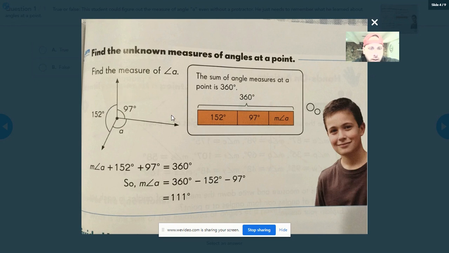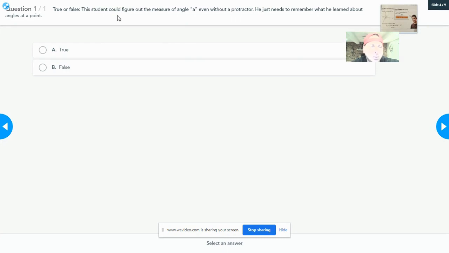The answer is no. He can just use the 360 rule, knowing that each of these angles, altogether, must add up to 360. If he adds 152 and 97, he subtracts that total from 360, and he gets 111 degrees, which looks about right. It's a slightly obtuse angle. So I'm going to stop sharing this and go back. And the answer here, could he figure this out without the actual use of a protractor? Yeah, that's true. He could do that.